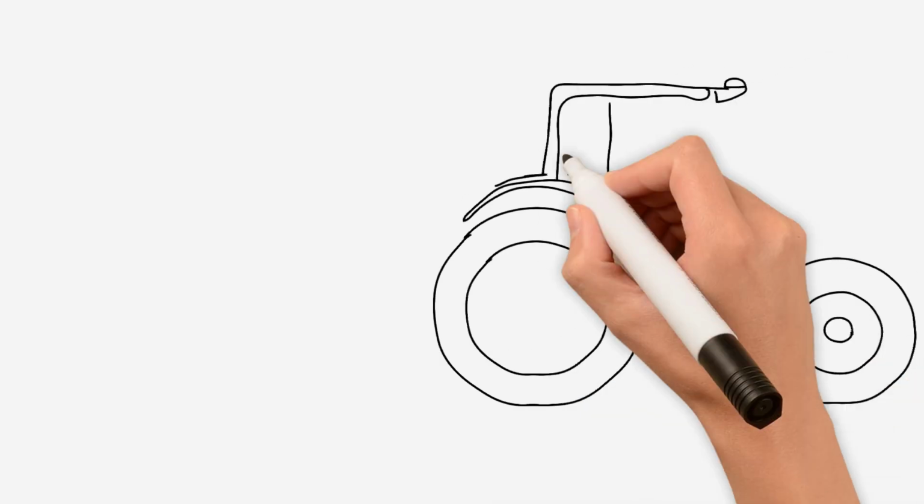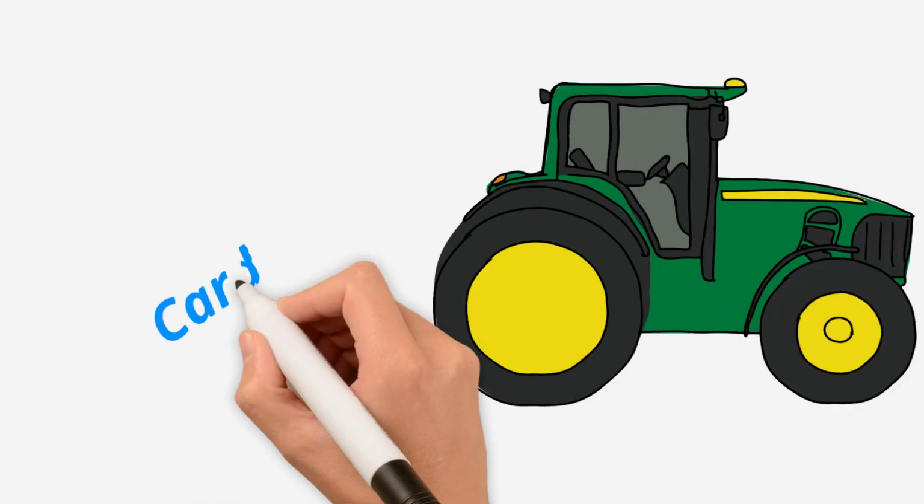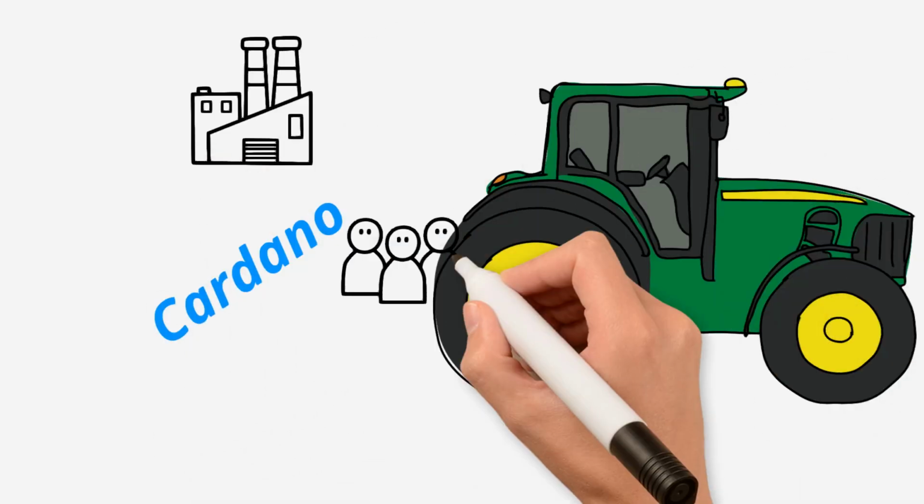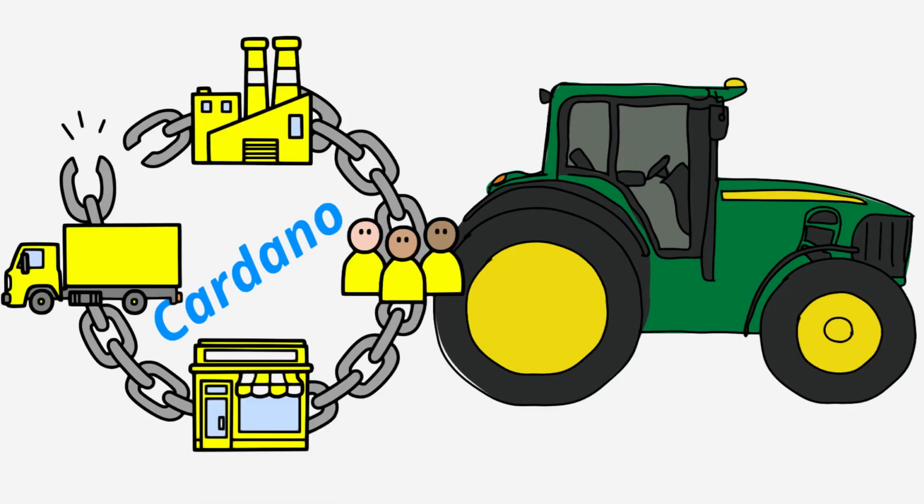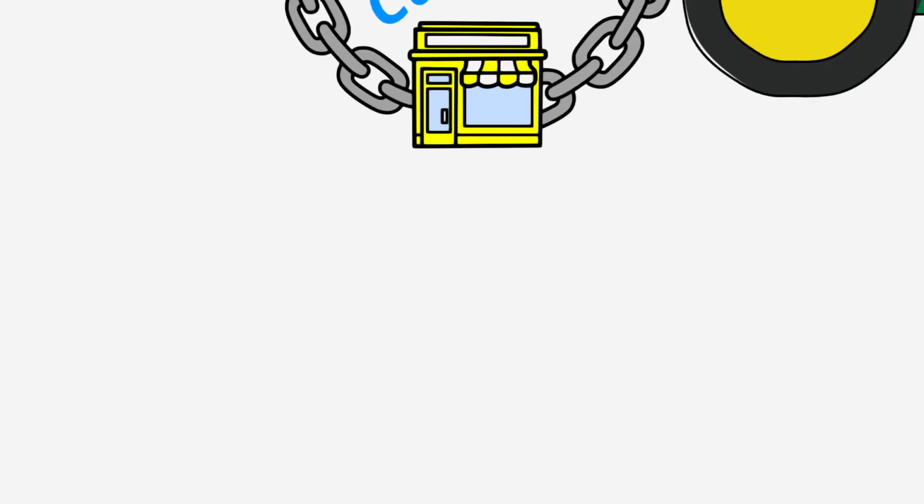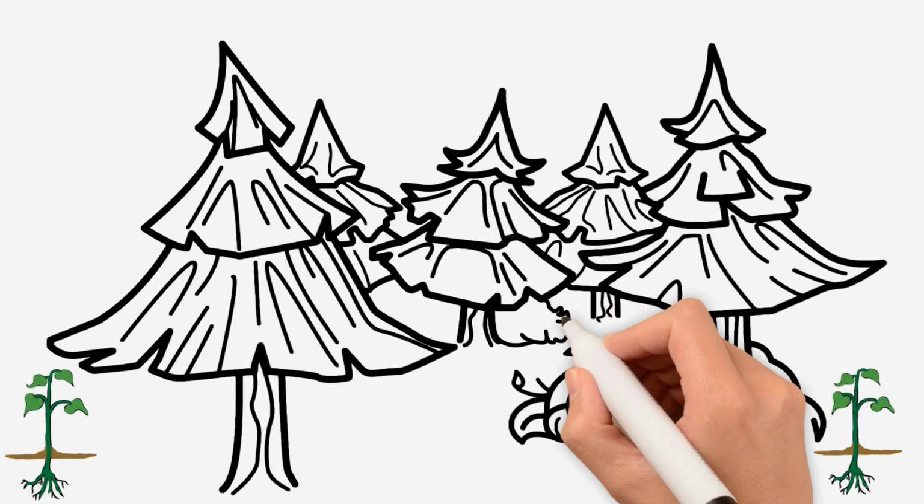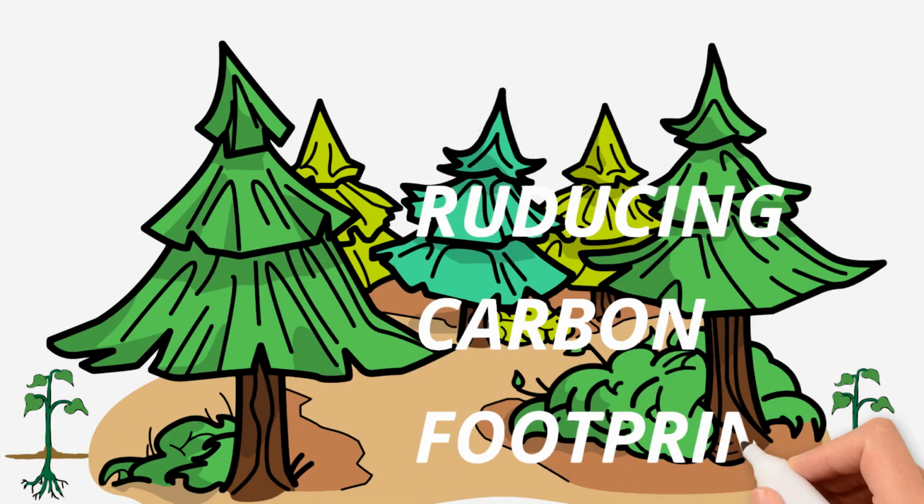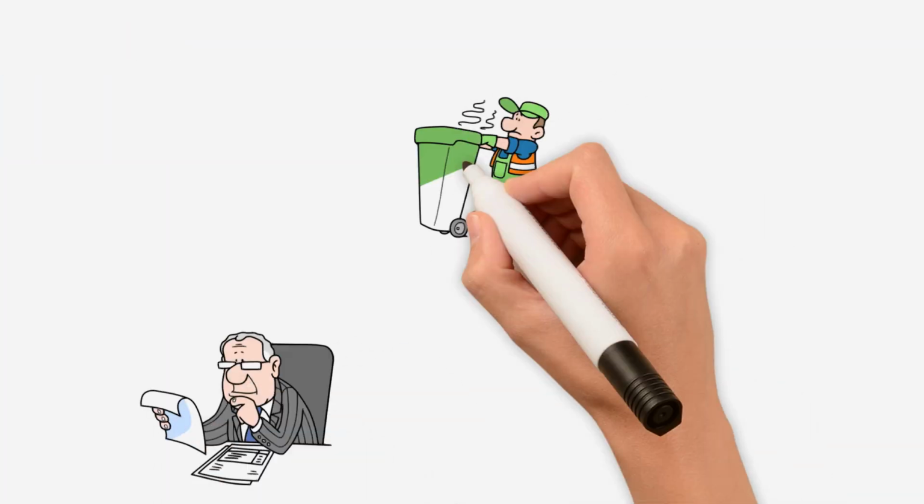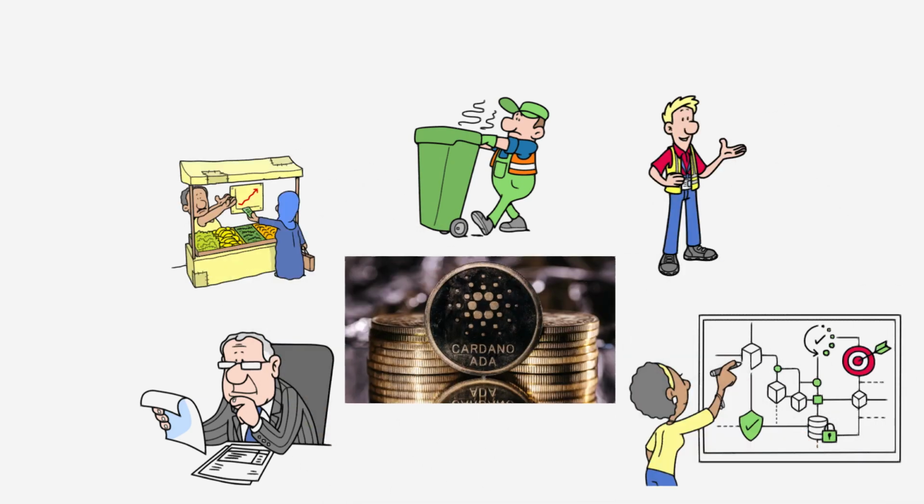Cardano is empowering farmers in developing nations by using blockchain to streamline supply chains, ensuring they get fair prices for their crops. Cardano's technology is also being explored for climate action. Its blockchain can monitor and verify carbon credits, helping fight climate change. From empowering communities to combating climate change, Cardano's applications are as inspiring as they are impactful.